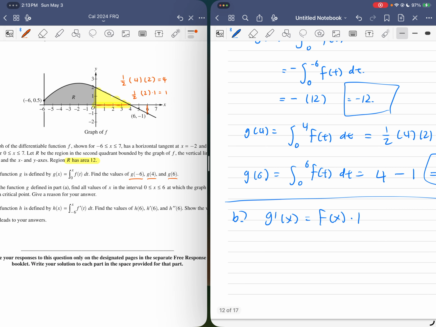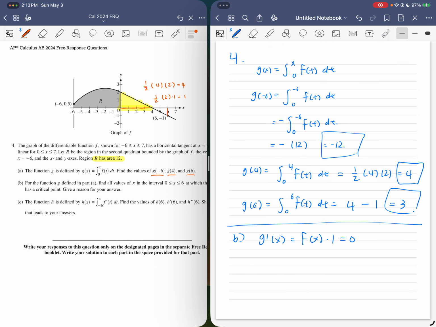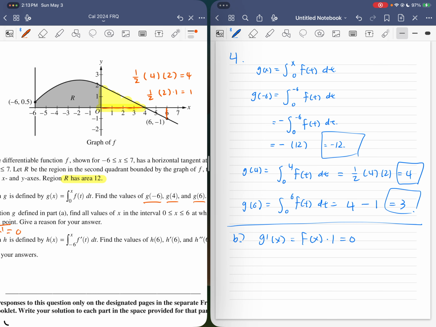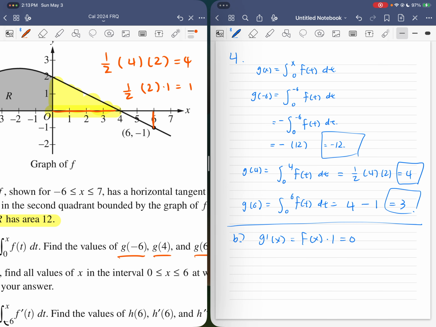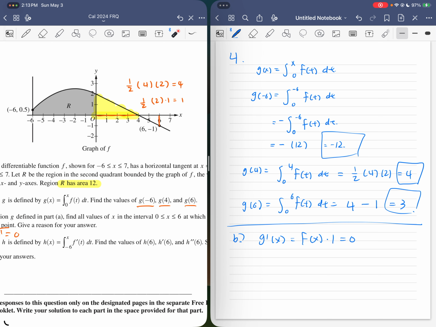So you just want to find where this is equal to 0, because that's where the critical point is. Keep that in mind. A critical point is where g prime is equal to 0. Now, when is it equal to 0? I mean, do you see right here? This is where f is equal to 0, right? Because this graph keeps on the positive, and here it becomes 0. Because g prime is f, so the y value here.